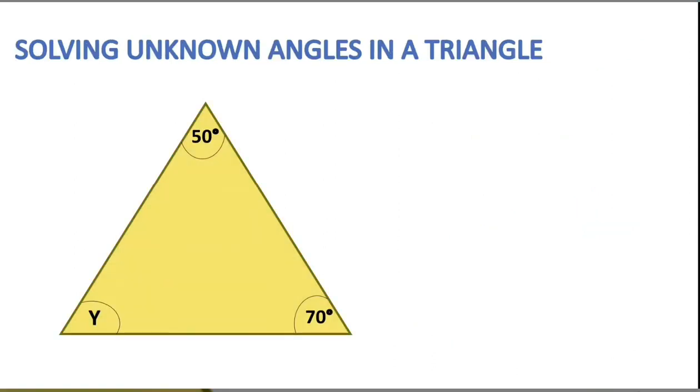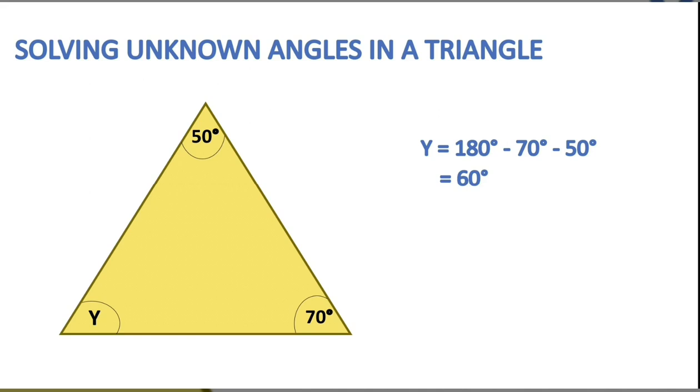In this triangle, I have an angle of 50 degrees, an angle of 70 degrees, and angle Y. I need to solve for angle Y. Using the rule, the sum of angles in a triangle is equal to 180 degrees, I can state that Y is equal to 180 minus 70 minus 50, and that will give you 60 degrees.